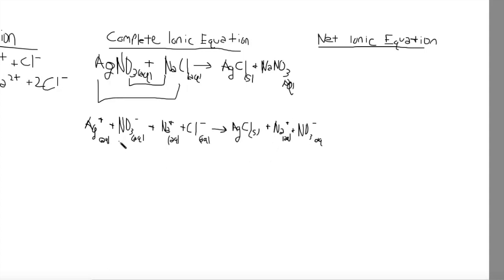So we can notice that nitrate over here and nitrate over here is the same. And we could also notice that sodium is the same on both sides. So to really understand what happened in this equation, we have to remove these from the equation. So the reaction really looked like this. Silver, which is aqueous.